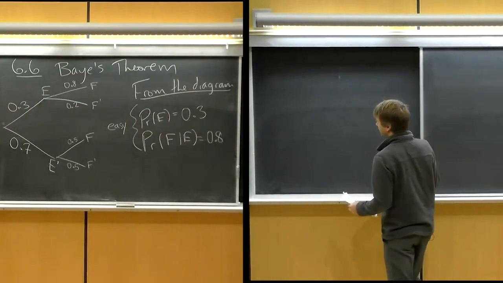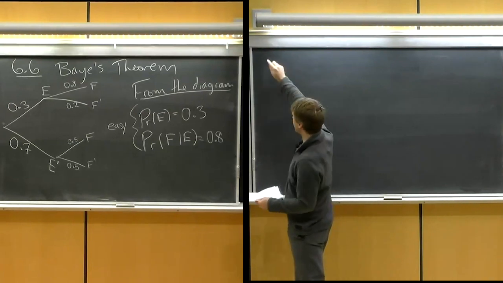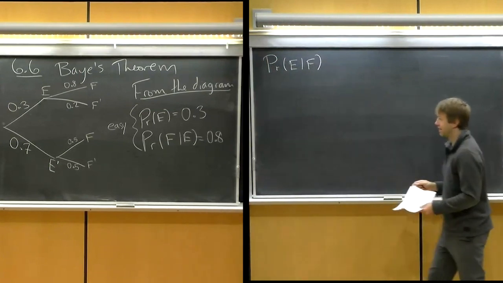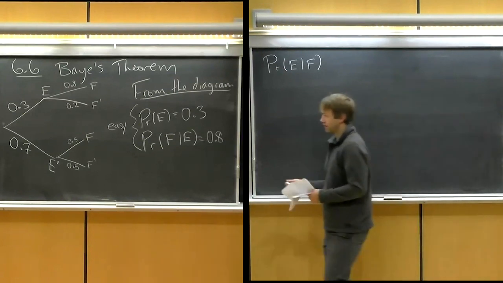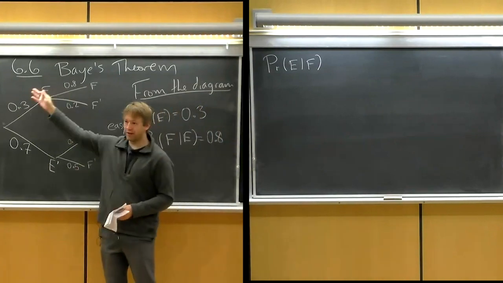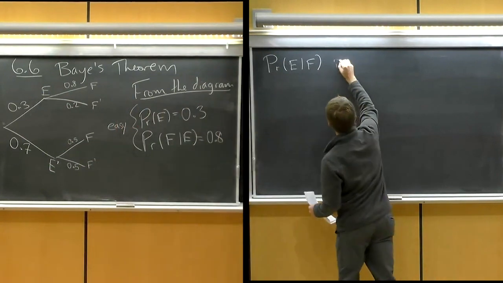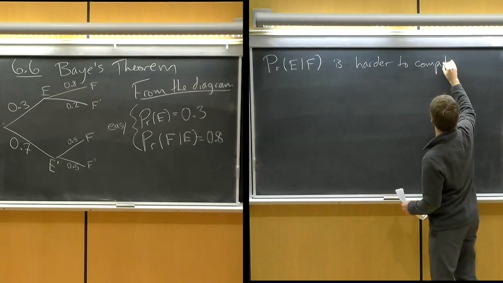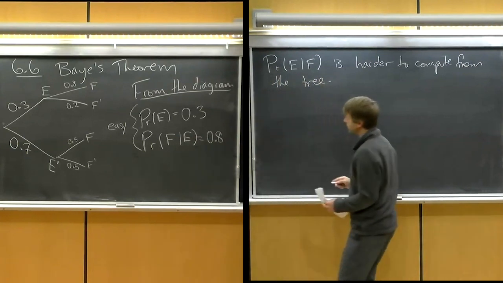But here's something that's a bit harder. For example, what is the probability of E given F? That should not be obvious, because there's no number in this tree that I can just read off immediately. It takes some work to compute this.